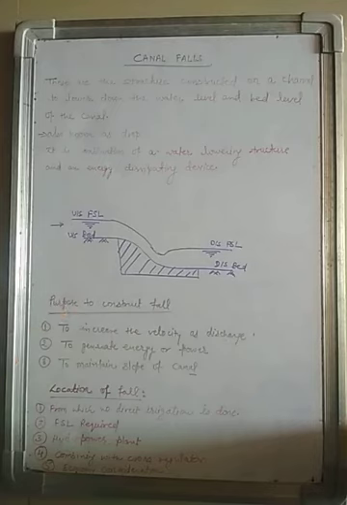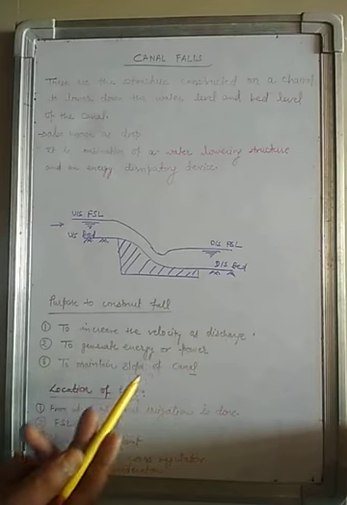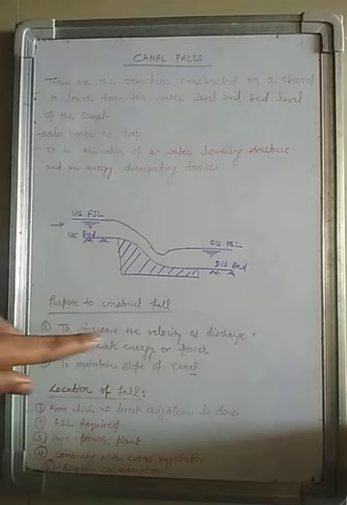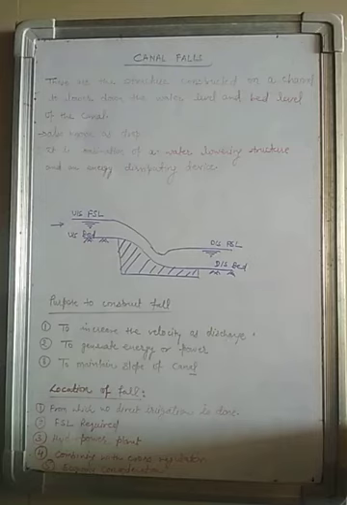Next is the purpose to construct a fall. First, to increase the velocity or discharge. The site for the fall in the case of a main canal and branch from which no direct irrigation is done is the place where we have to construct this fall to increase the velocity of water or discharge at that place.